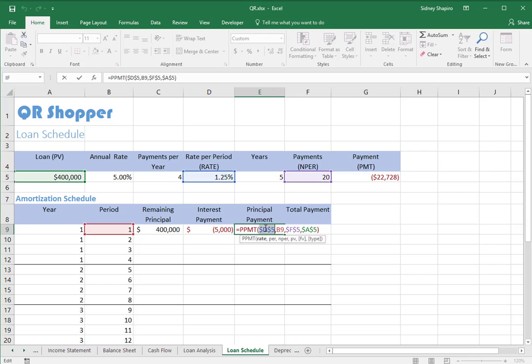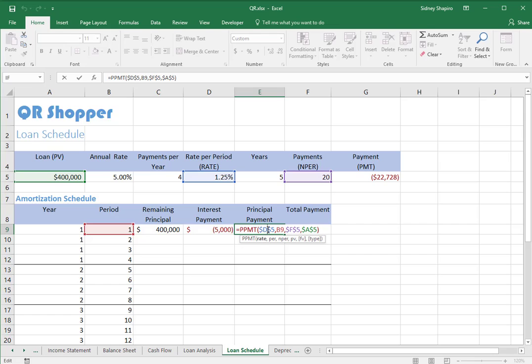Okay, and step number 3, we go through and we want to look at how much principal is going to be paid off in this one payment. Remember that we're paying $22,728 per payment. In this one, $5,000 is going to interest, and the rest is going to go to the principal.